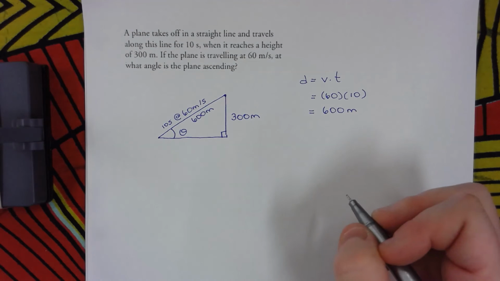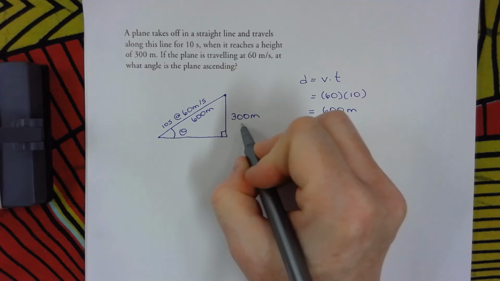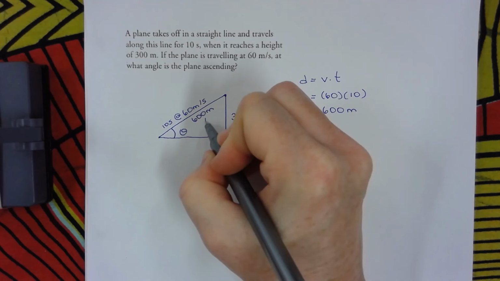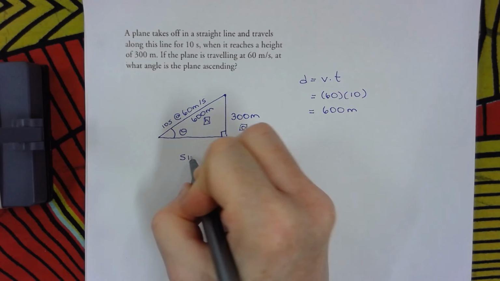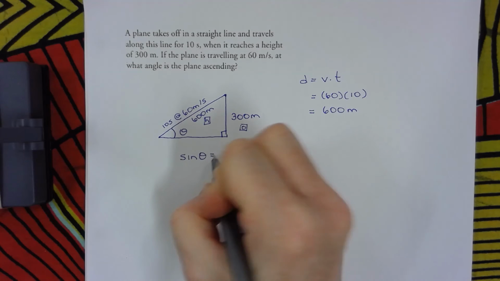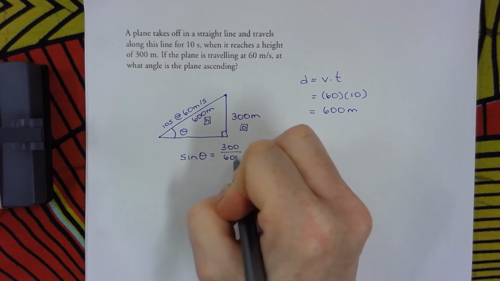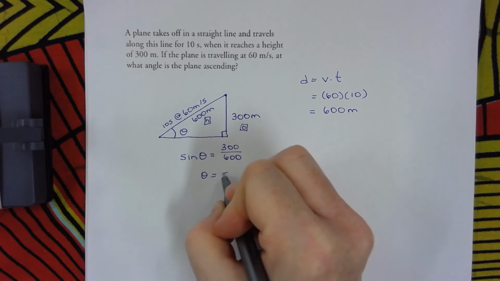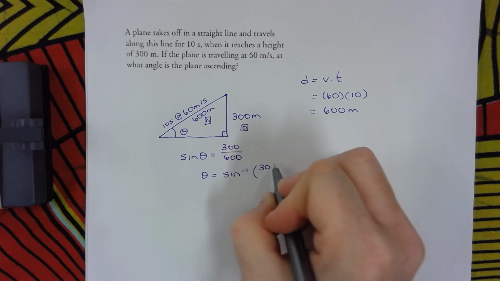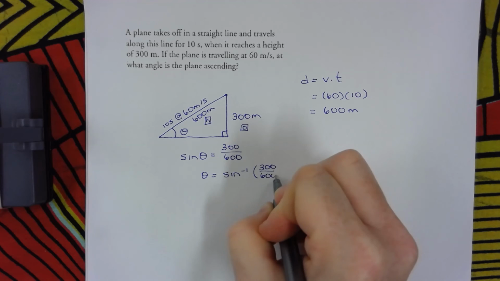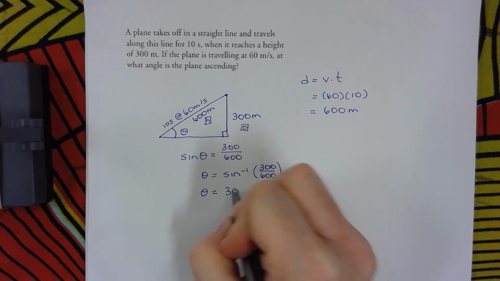Now in order to figure out the angle of ascent, it's just a straightforward trig question. You have your opposite side, you have your hypotenuse. When you have the opposite and hypotenuse, you know that you need to use sine. So sine of theta is equal to the opposite, which is 300, over the hypotenuse, which is 600. So theta is equal to sine inverse of the ratio 300 over 600. And so theta is equal to 30 degrees.